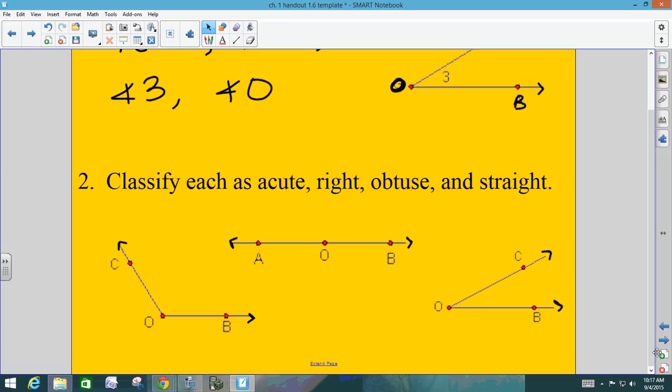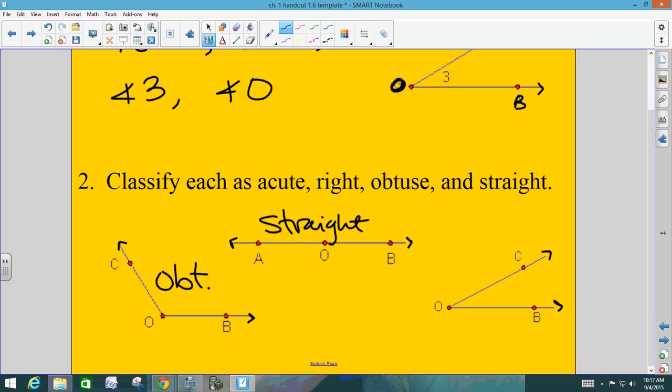JC, this first angle, COB, how would you classify that? Obtuse, good. Cade, how about angle AOB? Straight. Riley, how about the second COB? This one? Acute, good. Some of it. All right. Questions on classifying and naming the angles?